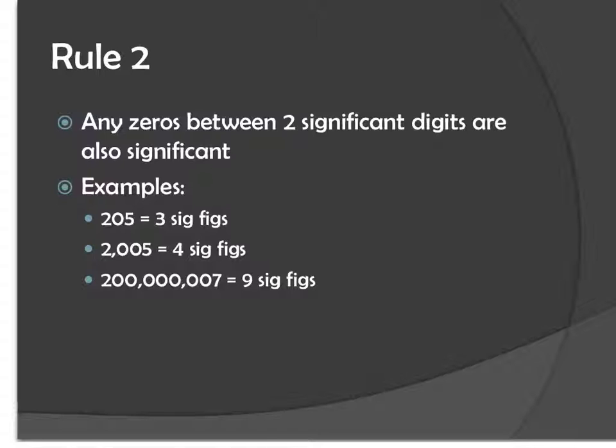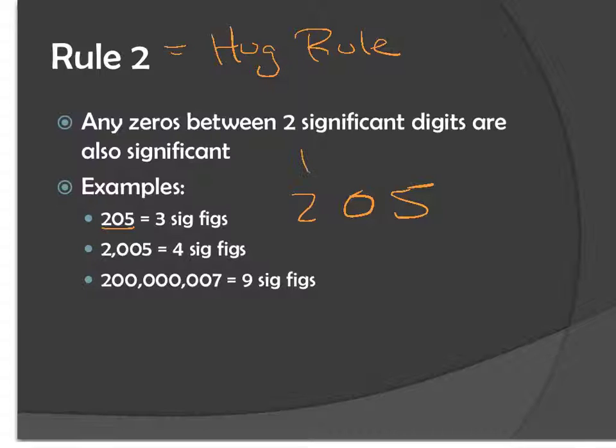Rule number 2, which I call the hug rule. And you can all go, "Aw," hug rule. Any zeros between two significant digits are also significant. So if we look at a number like 205, here we have two non-zero digits, being the 2 and the 5. And here we have this 0 in between. So basically the two non-zero digits are hugging that 0. They're on the outside of it, they're hugging it in the middle. So that 0 becomes significant. So that number has 3 sig figs.